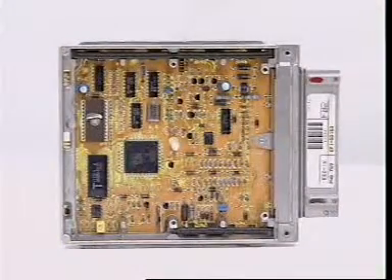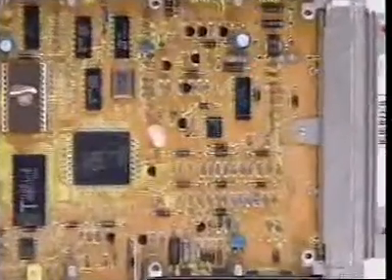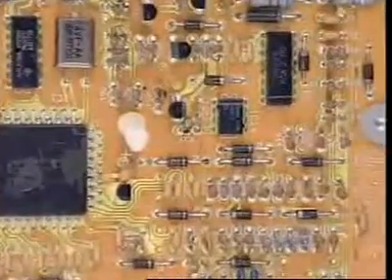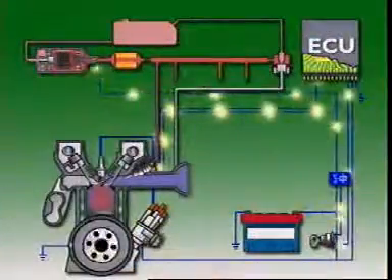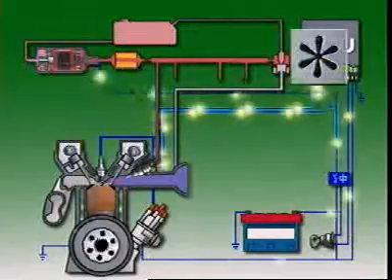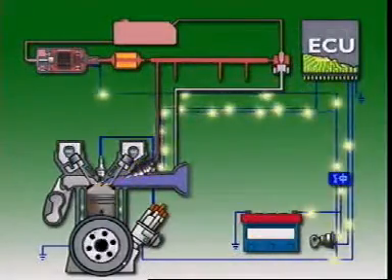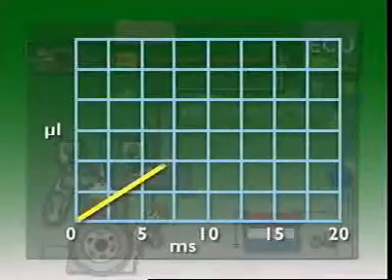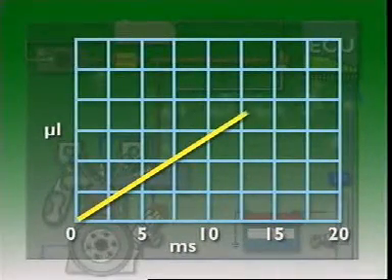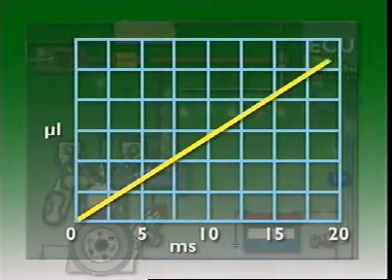The control unit processes input signals to determine the amount of fuel required by the engine at that instant. It then grounds the injection valve circuit to open the solenoid-operated injection valves. The length of time injectors stay open in milliseconds determines how much fuel is injected.